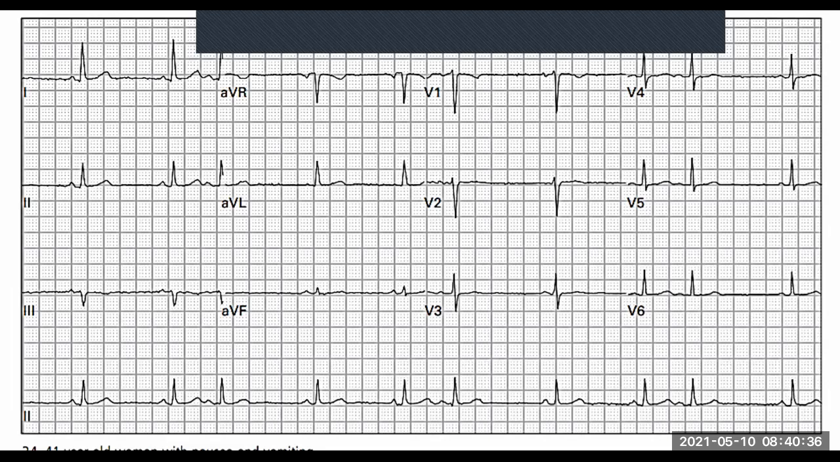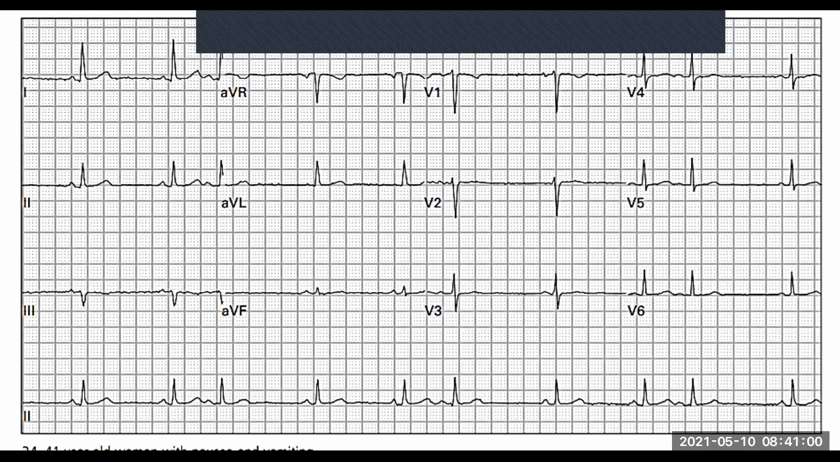Then we come to V5, V6, which are our lateral leads, and 1 and AVL, which are our high laterals. And that's kind of normal. That's what they should look like. So we know we're not dealing with an ischemia, or an old ischemia or anything like that. What we are dealing with is a rhythm abnormality.